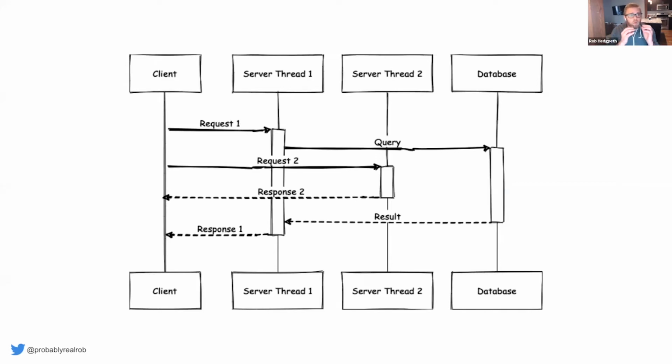To alleviate this, in years past, what we've done is simply create more threads. So if we have the first request and we're continuing to wait on what would be server thread 1 here for the database to return, well, we can't do anything on that server thread at this point.